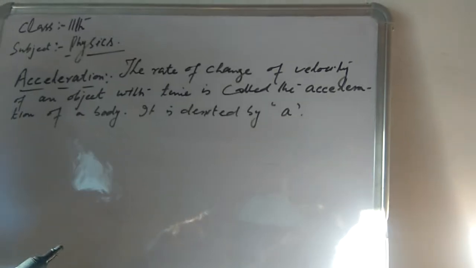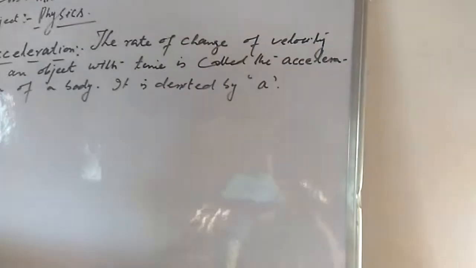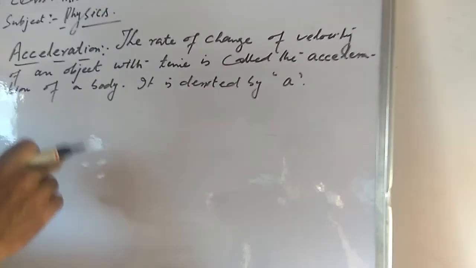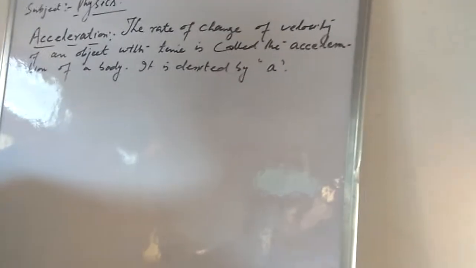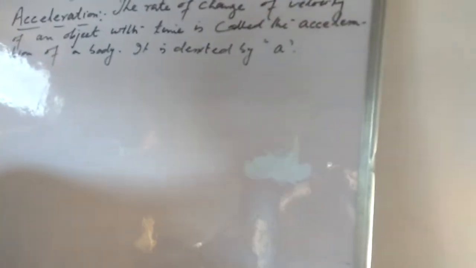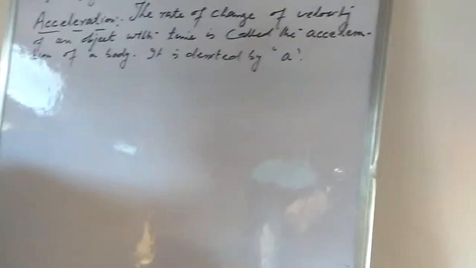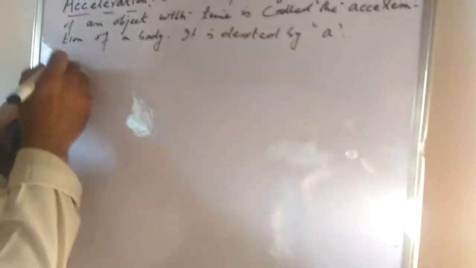In the previous class, we discussed uniform velocity, variable velocity, and average velocity. Today is acceleration. What is the acceleration of an object? The rate of change of velocity of an object with time. That means how much the velocity of an object changes with time is called the acceleration. And this acceleration is denoted by a, small a.